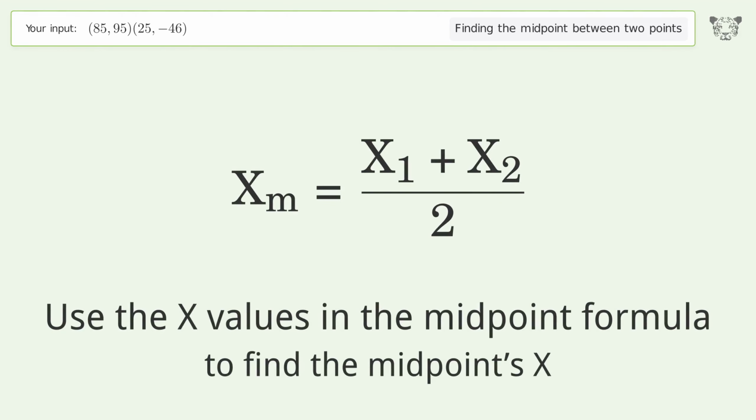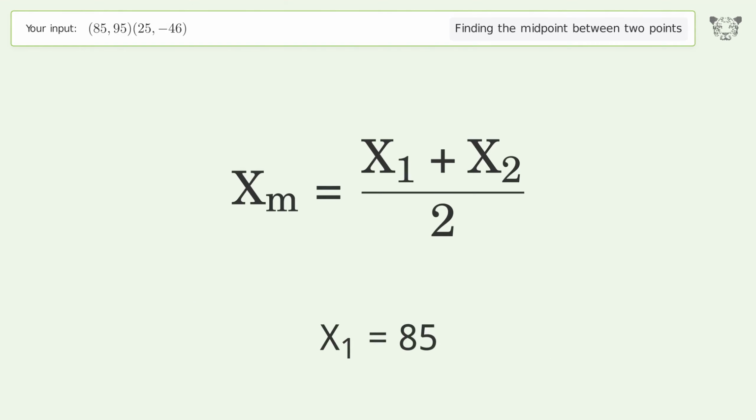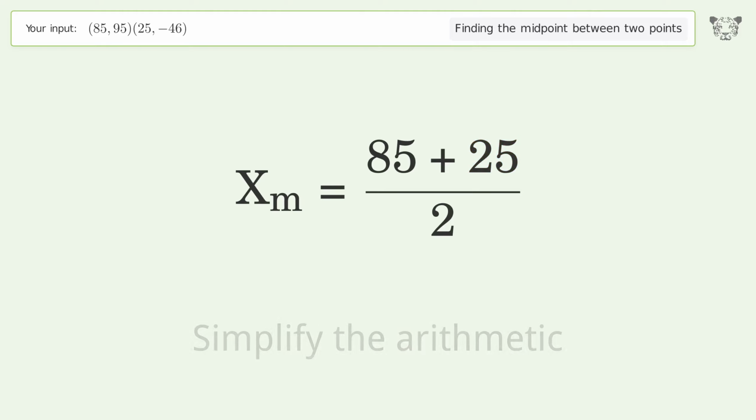Use the x values in the midpoint formula to find the midpoint's x. x1 equals 85. x2 equals 25. Simplify the arithmetic.